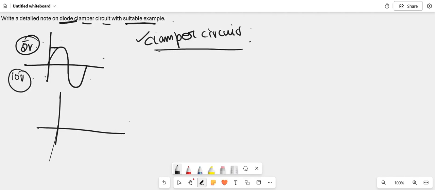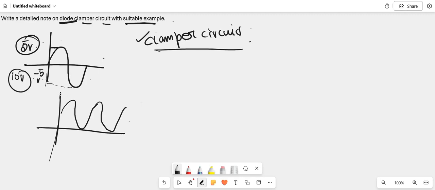I am assuming that this is a uniform or symmetric signal. So this has 5 volt peak amplitude in the positive half cycle, and minus 5 volt peak amplitude in the negative half cycle. What I'm trying to do is shift this DC level from 5 volt to 10 volt. So our signal at this point will look like this. This will be our signal now.